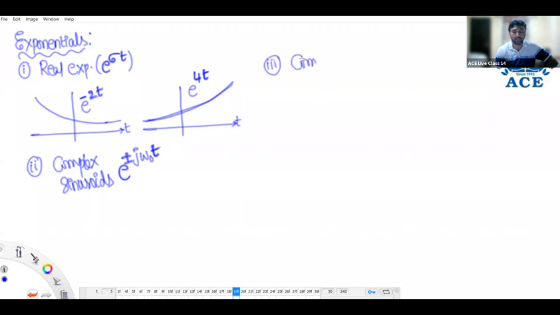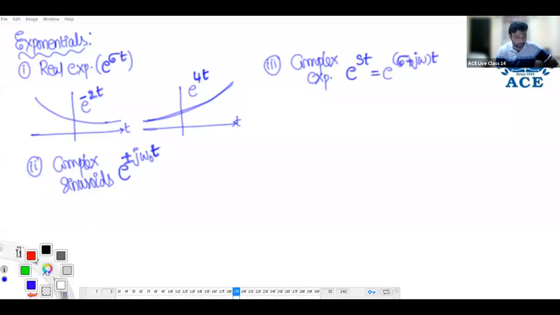Third form is complex exponential, represented as e power st, where s is sigma plus j omega. It will have a real component as well as an imaginary component. Sum of the first two is the last one, complex exponential. Generally, complex sinusoids are used for Fourier series and Fourier transform. This is used for Laplace.